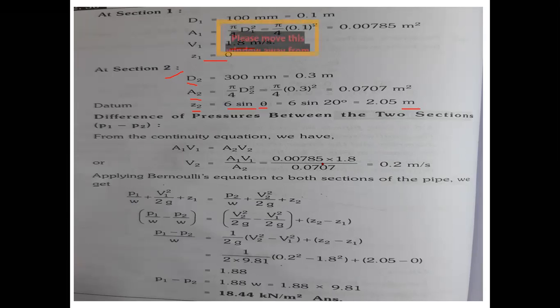Now applying the normal Bernoulli's equation, that is P1 by W. What are you getting? Keeping P1 and P2 aside, just interchange the values. On substituting as usual, we get the value of P1 minus P2 is equal to 1.88 W. We know that W is equal to 9.81. Therefore P1 minus P2 is equal to 18.44.